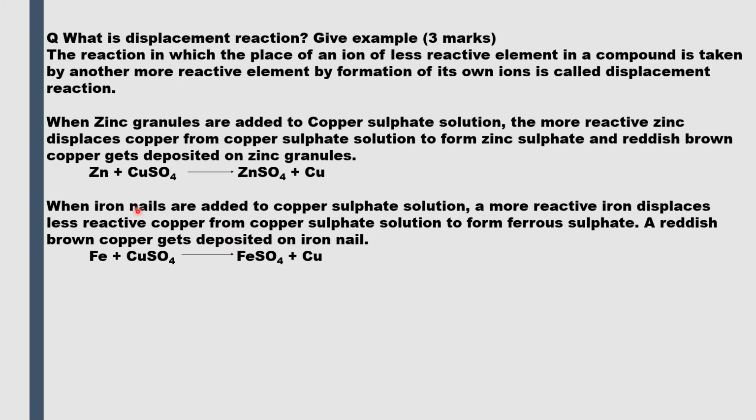Another example, when iron nails, that is Fe, are added to copper sulfate solution, that is CuSO4, a more reactive iron displaces a less reactive copper from the copper sulfate solution to form light green colored ferrous sulfate, that is FeSO4, and reddish brown copper gets deposited on the iron nail.